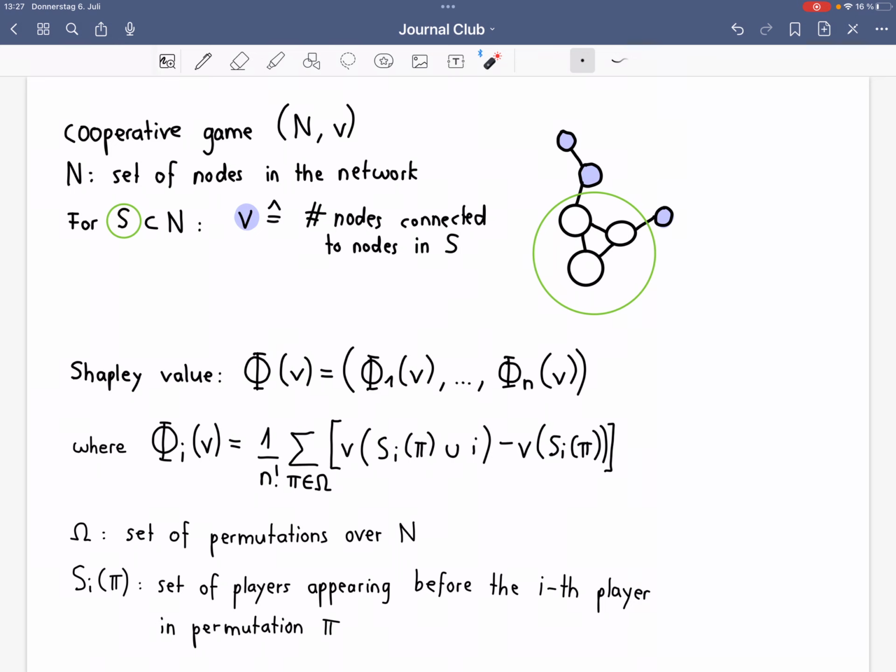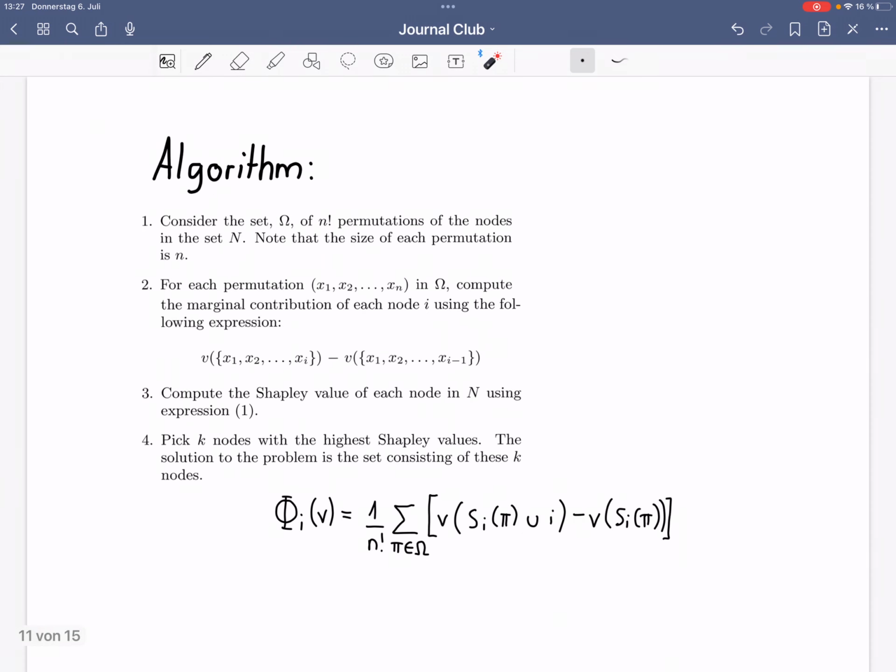Now, the algorithm is the following. Consider the set omega of factorial of N many permutations of the nodes in the set N. Note that the size of each permutation is N. Then for each permutation x1 up to xn in omega, compute the marginal contribution of each node i using the following expression. Here we apply the function v on the subset up to xi and on the subset up to xi minus 1, and then subtract the values.